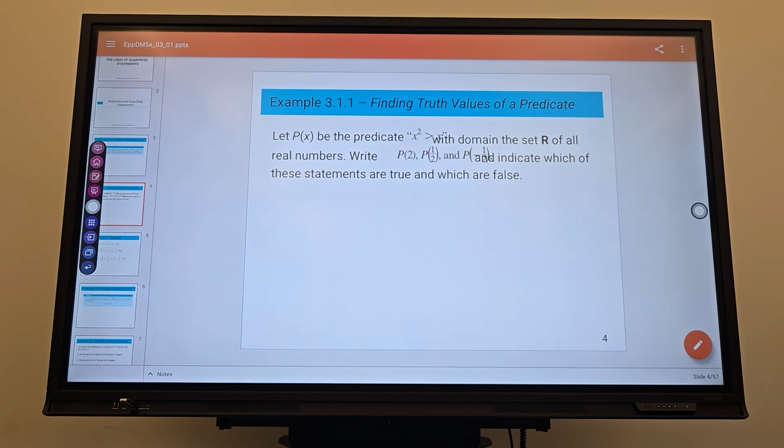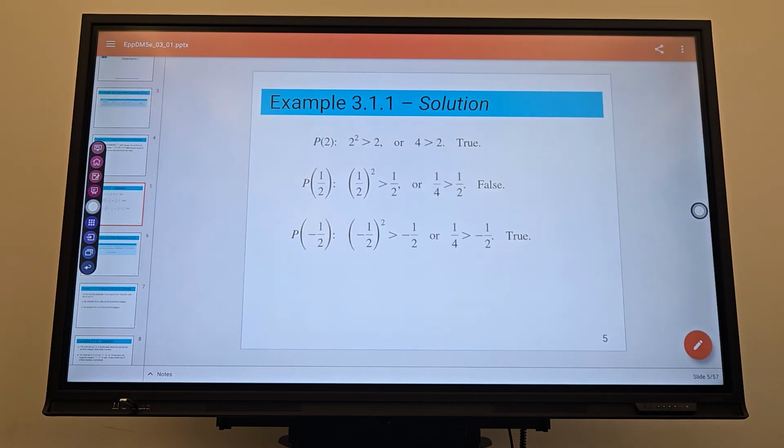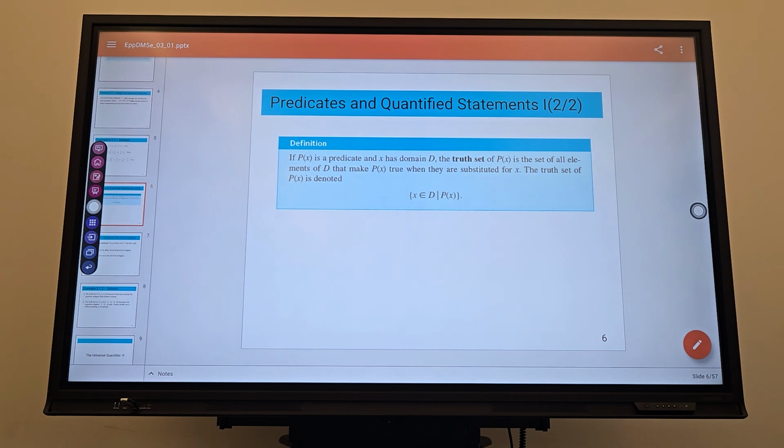P of 1/2: 1/2 squared is greater than 1/2? That's not true because x squared is a quarter. And it's hard to read, but for x being minus 1/2, minus 1/2 squared, which would be 1/4, is greater than minus 1/2, so that would be true. It would be true, false, and true. And they go through the math of showing that these are true or false.